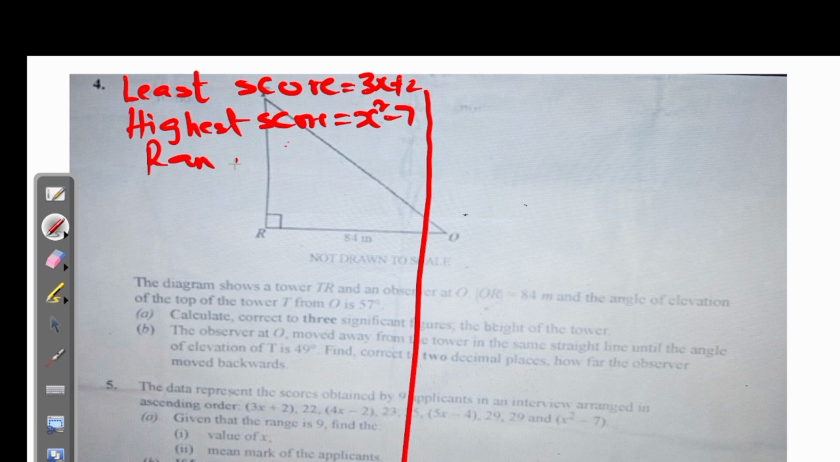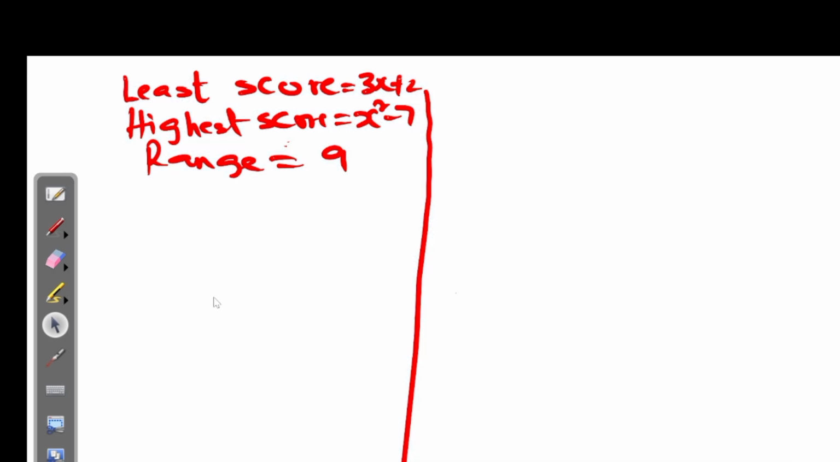Now, let me write out the parameters given in the question. We're told the least score is 3x plus 2. The highest score is x squared minus 7. We're also given the range. The range is 9. Okay, now let's use that to solve the problem.